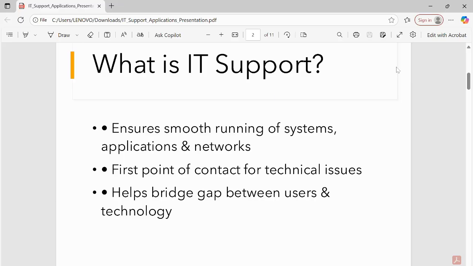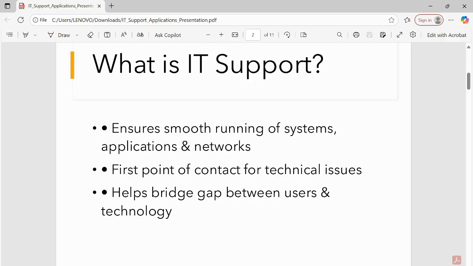Firstly, let me introduce what IT support is. It ensures the smooth running of systems, applications, and networks. It is the first point of contact for technical issues, the first point of contact with you, and it bridges the gap between the users and the technology.